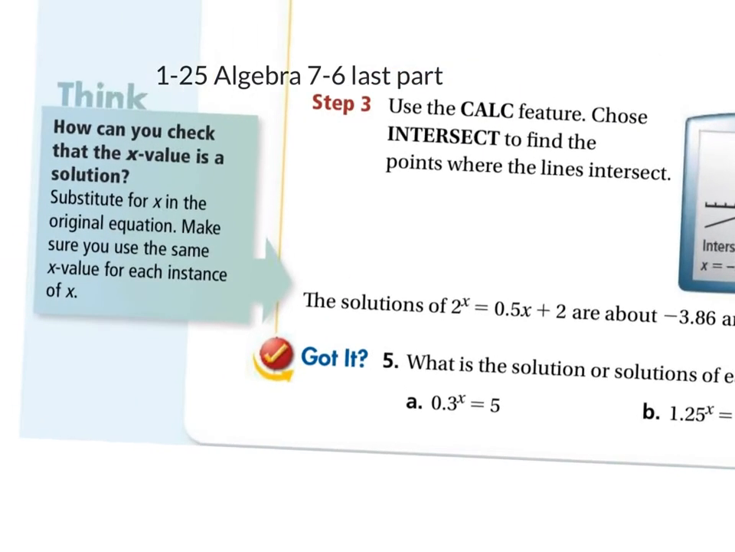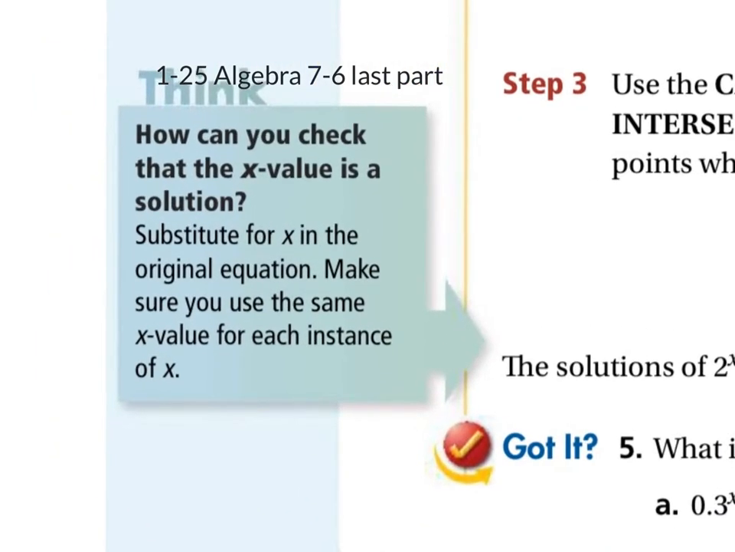And then a way to check that these solutions are correct is we could substitute those values back in for x in the original equation and see if it works or not. Obviously, if we're rounding, they may not come out exactly the same, but they should be very close to each other if we did these correctly.